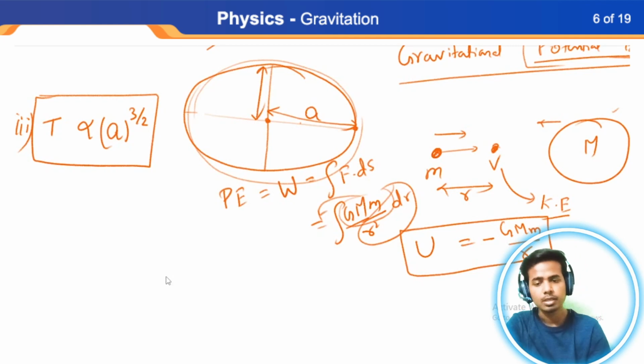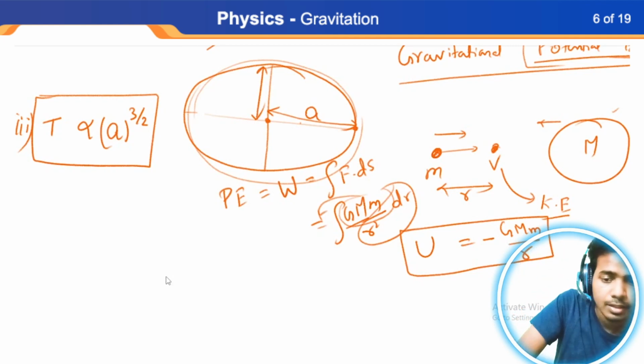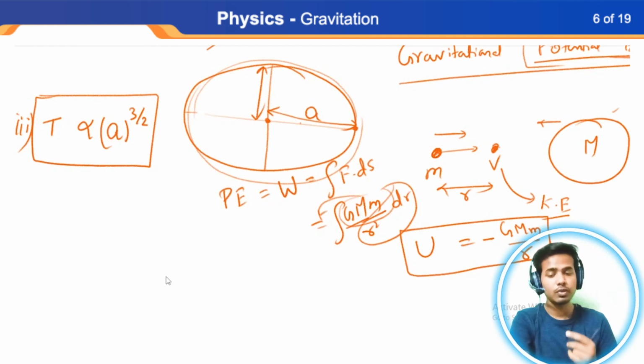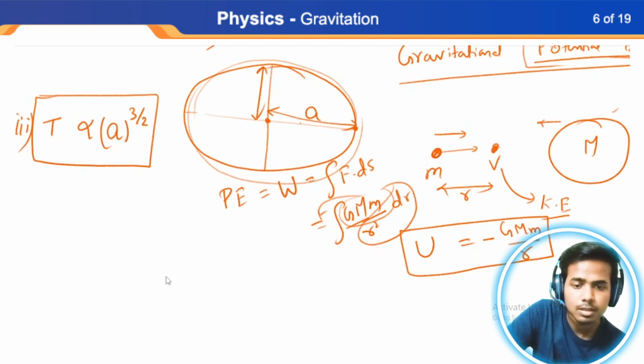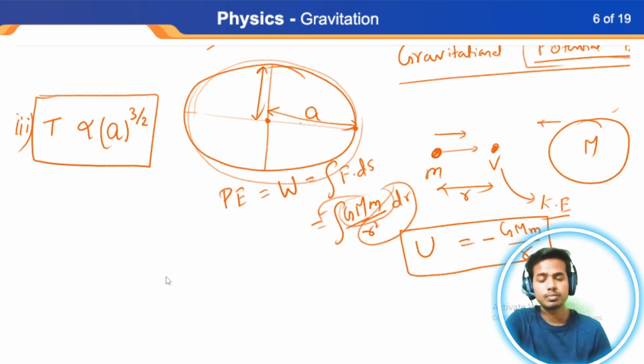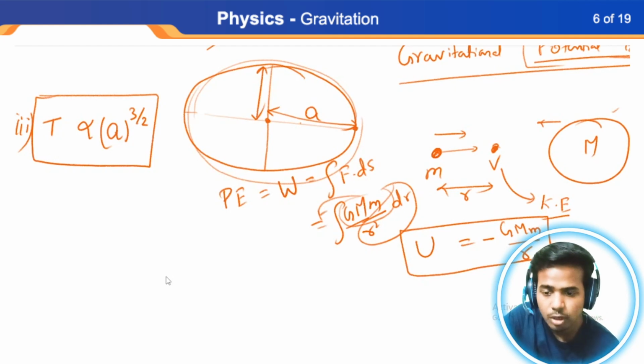The time taken by a planet to rotate for one revolution around the sun will be proportional to the semi major axis raised to the power 3 by 2. It can also be written in the format of T square is directly proportional to a cube.